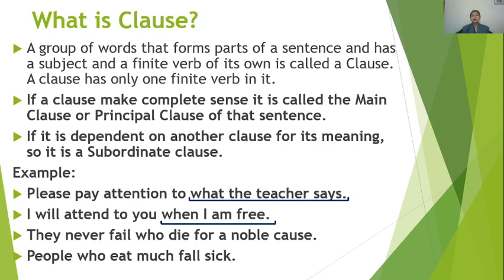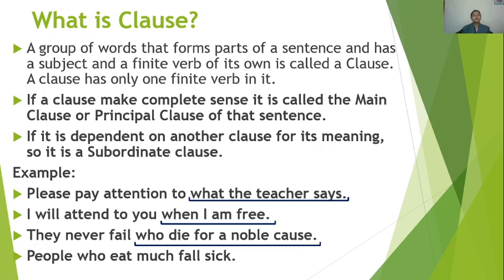Now look at the third sentence. They never fail who die for a noble cause. Here, "they never fail" is my main clause, and "who die for a noble cause" is my subordinate clause. The first thing, it is introduced with the word "who," and this "who" is telling that something still needs to be mentioned. The sentence is not complete. Who die for a noble cause? Who is this "who"? To clear the meaning of this "who," this clause needs the help of "they never fail," the main clause.